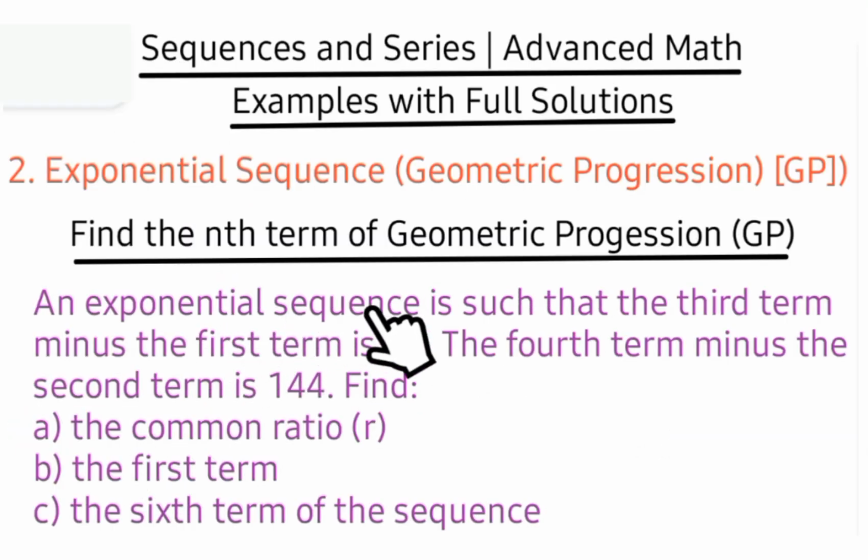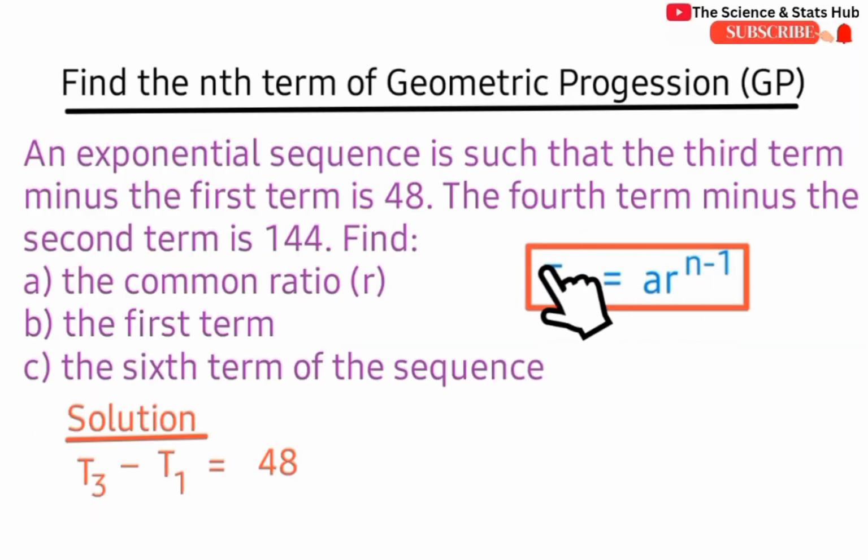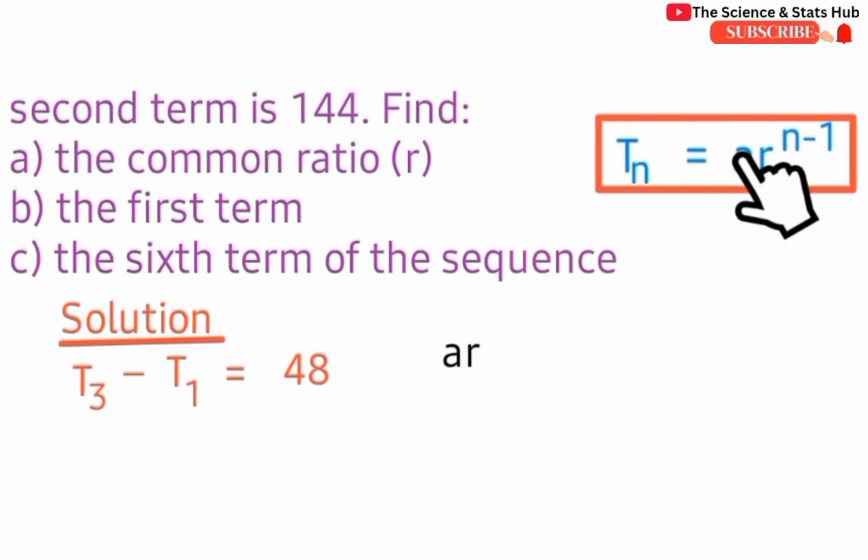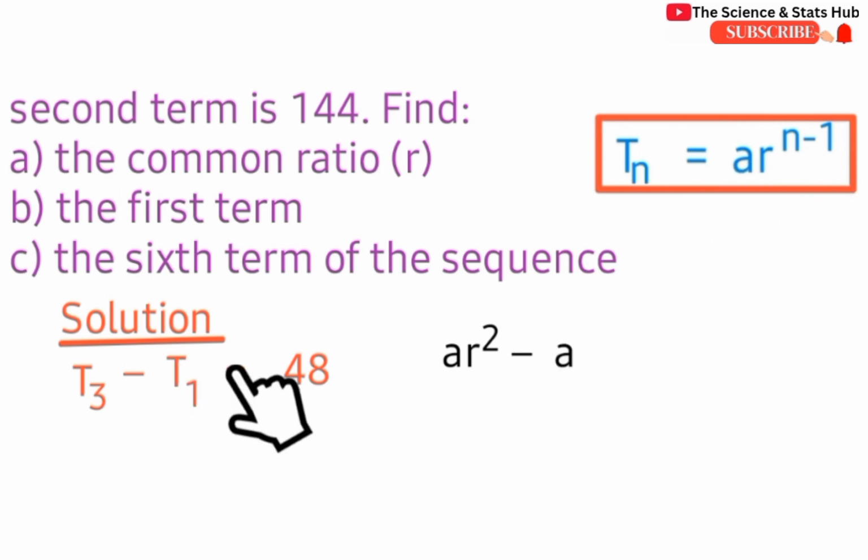An exponential sequence is such that the third term, that is T3, minus the first term is 48. The usual formula for calculating geometric progression: T3 will be AR raised to power n minus 1, 3 minus 1, minus T1. T1, which is A, the first term, equals 48.